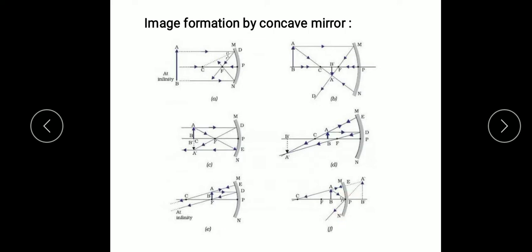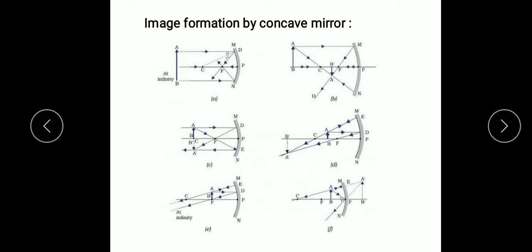Now, in the last case, when the object is placed between the pole and the focus, the image is formed behind the mirror. The nature of the image is virtual, which means it is erect, and it is magnified. Magnified means the size of the image is increased compared to the object. So this is about the image formation by the concave mirror.